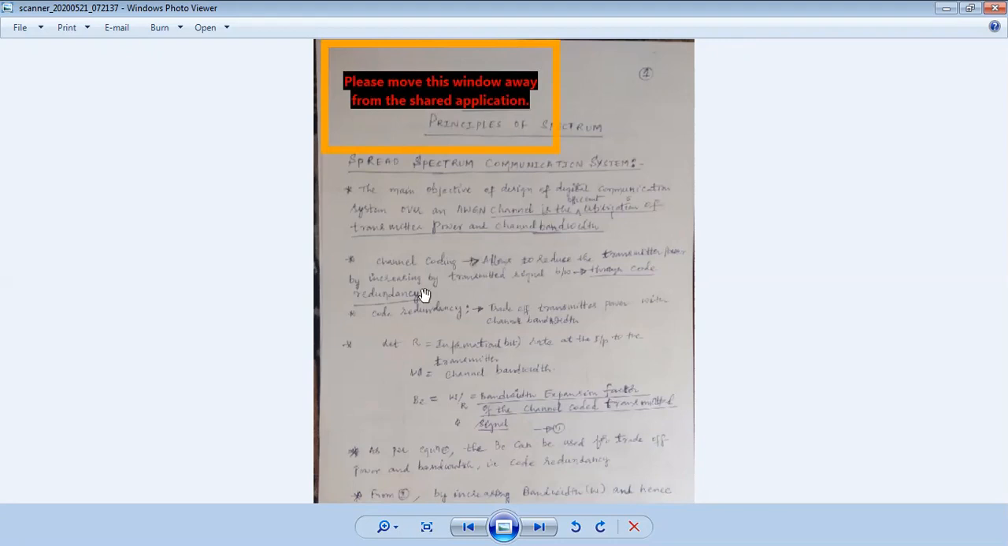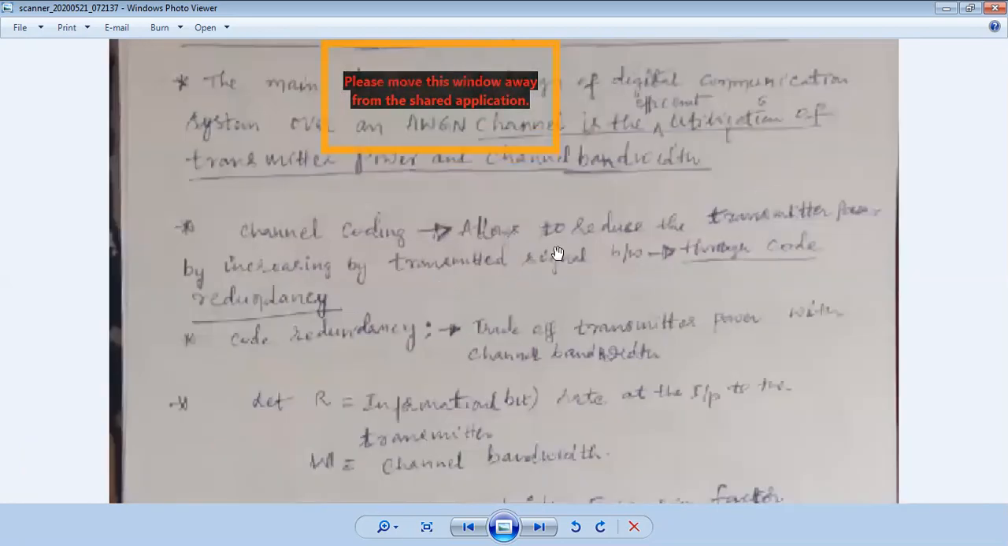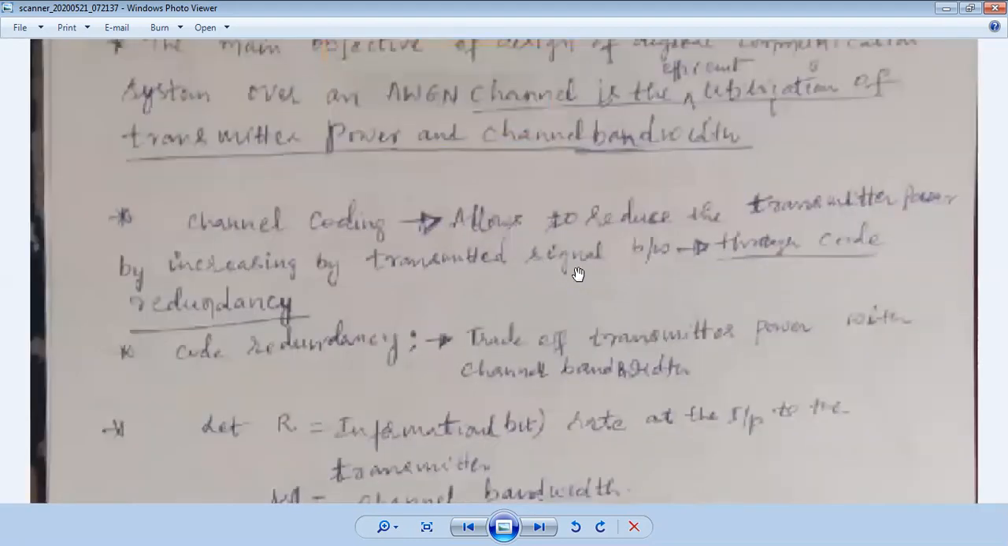Use this exactly: channel coding. What exactly is channel coding? It allows us to reduce the transmitted power by increasing the transmitted signal through coding and redundancy. That means it reduces the transmitter power.